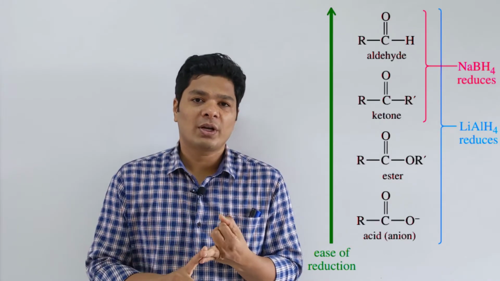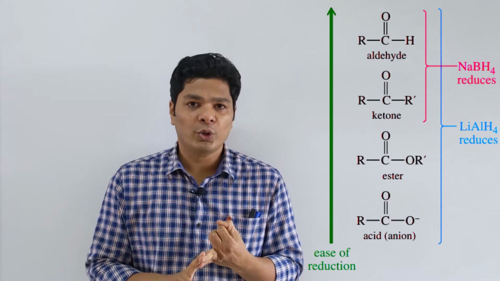The most important point that you have to remember is all of this will reduce your ketones or aldehyde to corresponding alcohol, but when it comes to your ester or your acids, you need a really strong reducing agent, and lithium aluminum hydride will do the job.